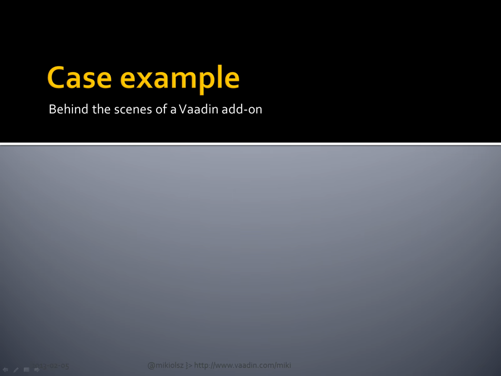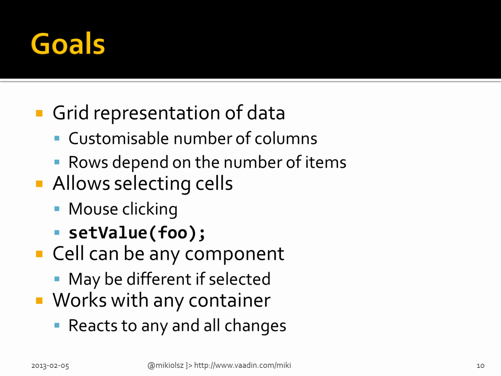So we will develop a small Vaadin add-on, or I will show you how it was done behind the scenes, more or less. Our goal is to have a grid representation of data. We have a container, and of course we can plug it into a table, which will render a nice tabular view, or we can plug it into a tree, which will show the same in a tree view, but we want to have a grid.